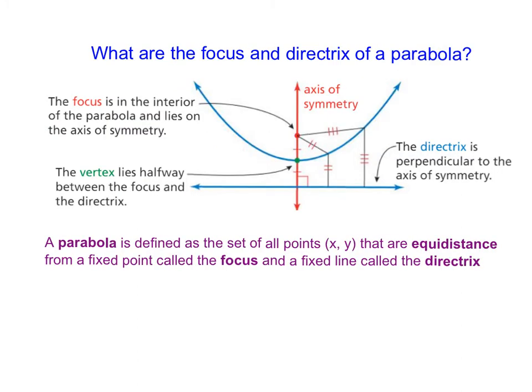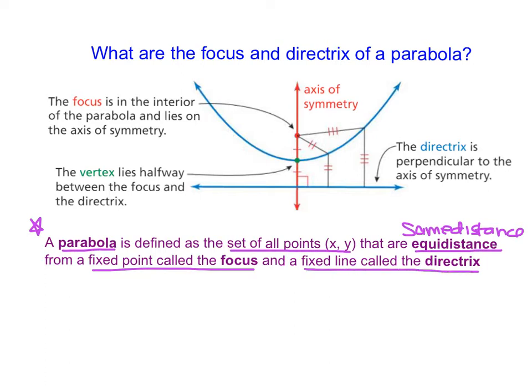So the easiest way to define and get to understand what the focus and directrix really represent is by taking a look at a couple of definitions. So we're going to start here by looking at the definition of parabola. So here it says a parabola, and you should know at this point that the parabola is the shape that a quadratic graph makes when it is graphed. But in this case, we're going to define this word a little bit differently, because while it is the shape of a quadratic, it also can be defined as the set of all points x and y that are equidistant, which means the same distance, from a fixed point called the focus and a fixed line called the directrix.